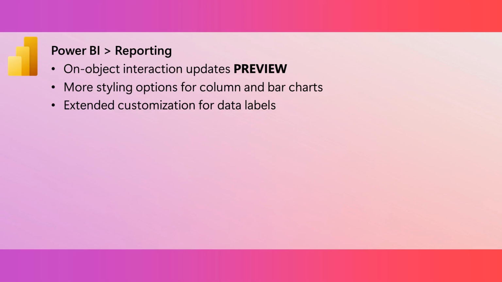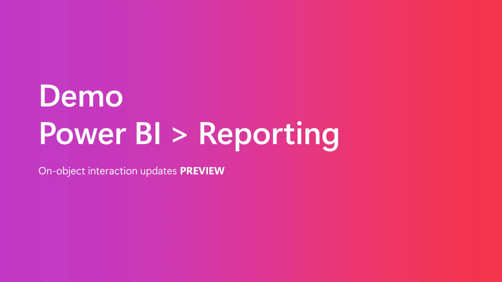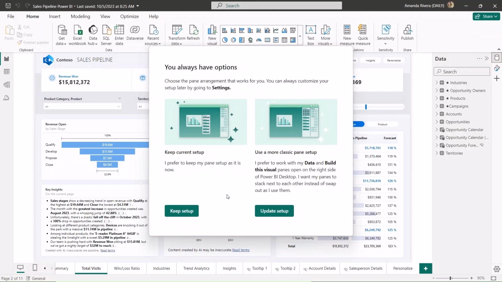For those of you working with reports, we improved OnObject interaction. There are many new formatting options for column charts and bar charts, and data labels get some additional customization options. Amanda will demonstrate. With each month, we've been introducing new ways to customize the OnObject experience, giving users more flexibility to work the way you prefer.